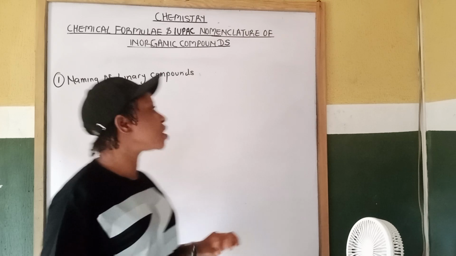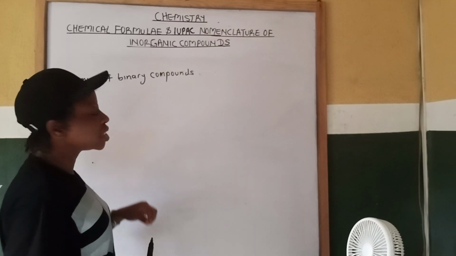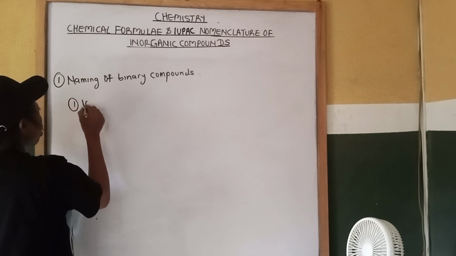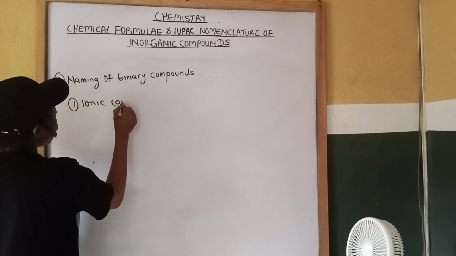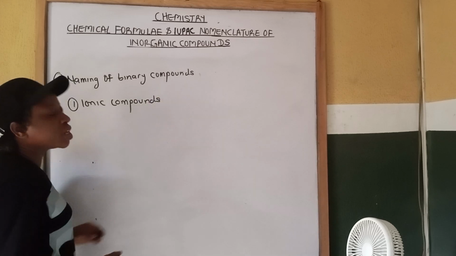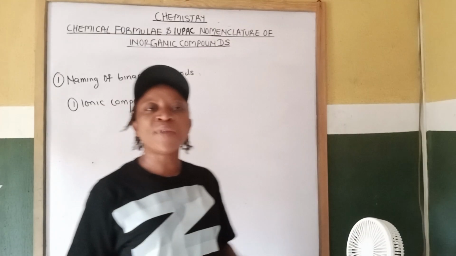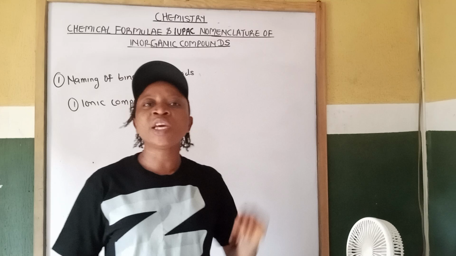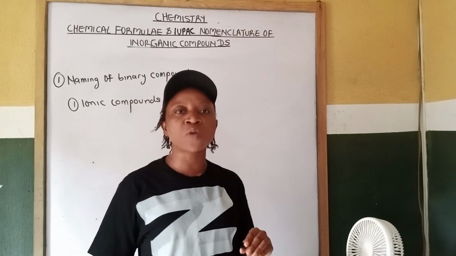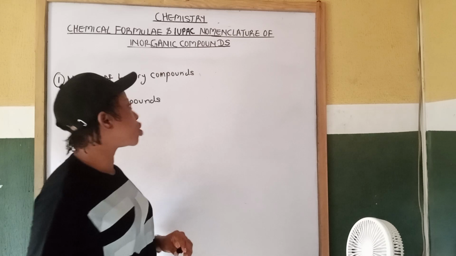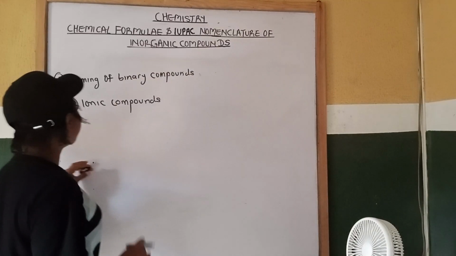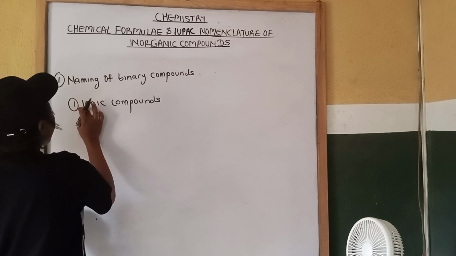So when you are talking about ionic compounds under binary compounds, ionic compounds consist of what? A metallic atom and a non-metallic atom.